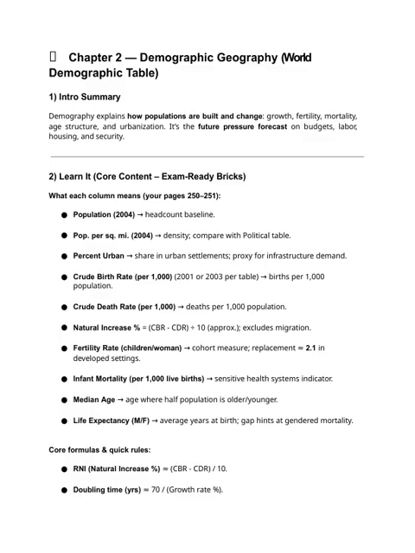Then we have the crude birth rate, or CBR, measured per 1,000 people, usually from 2001 or 2003 data. It shows us how many babies are born per 1,000 population. Similarly, the crude death rate, or CDR, is deaths per 1,000 population. From these, we derive the natural increase percentage, which is roughly calculated as CBR minus CDR divided by 10. This figure excludes migration and gives us a sense of population growth or decline.